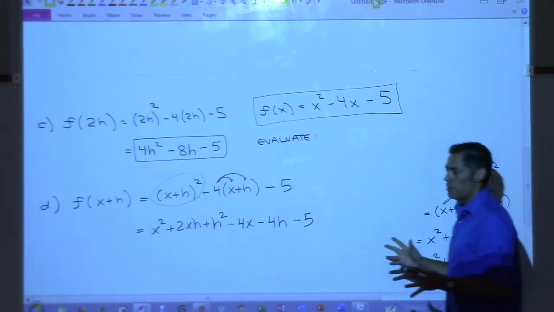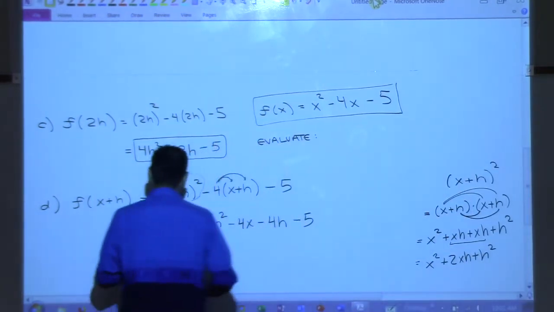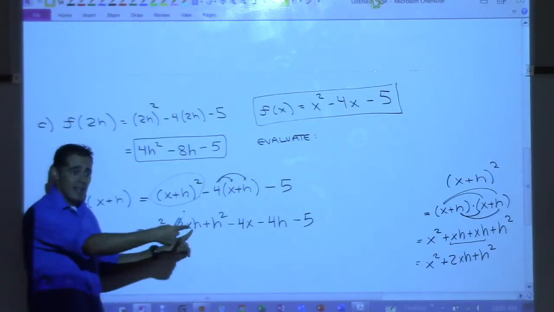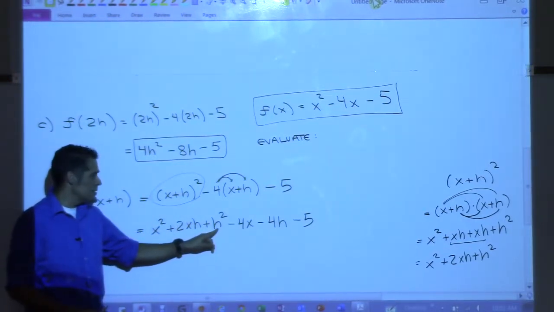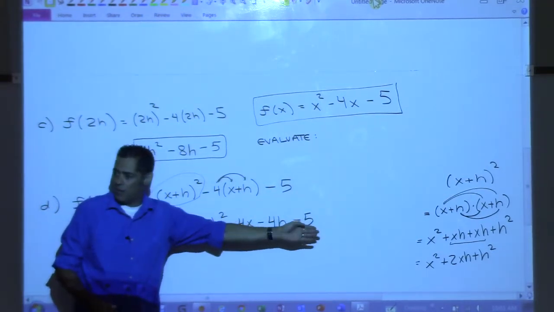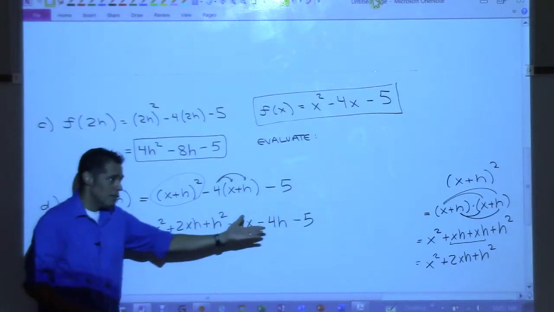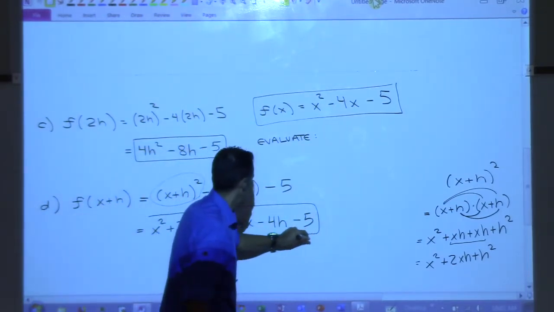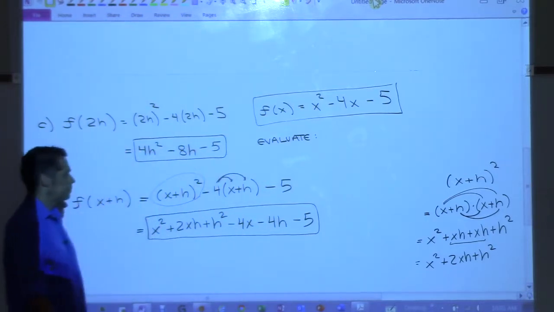There's no like terms, right? I don't have any other x squareds anywhere. I don't have any other things that have both x and h in them. I don't have any h squareds. I don't have just x's anywhere, just h's. I don't have any numbers other than minus 5. So this right here is our answer. It ain't pretty, but it's our answer.